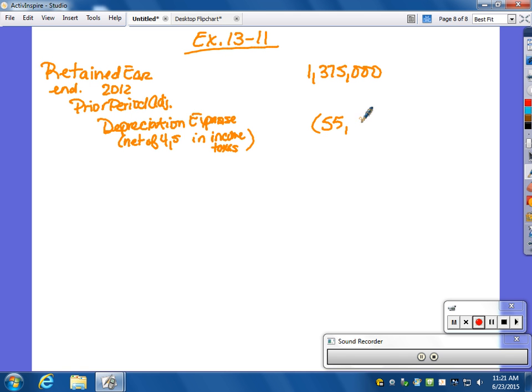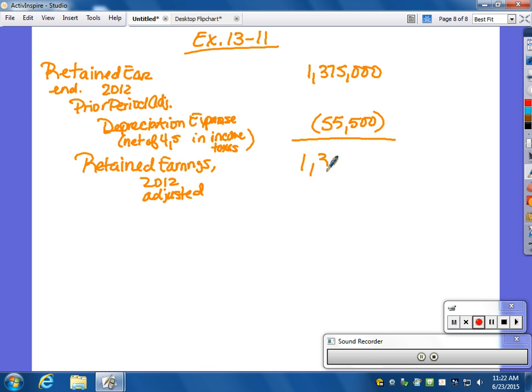55,500. And once we subtract that out, that gives us our adjusted retained earnings, right? Of how much? 1,319,500. Now, what else do we need to do? Plus net income. What was your net income amount? $126,000.